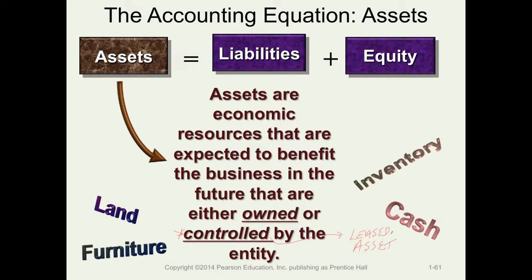So you can lease a car or buy a car. If you buy the car, you own it. If you lease the car, you control it. You don't have title. Other assets include inventory, cash. Inventory, of course, are the goods that you hold for resale. Land, of course, could be used for future development, maybe a parking lot. And then furniture and fixtures, and then other equipment within the organization.